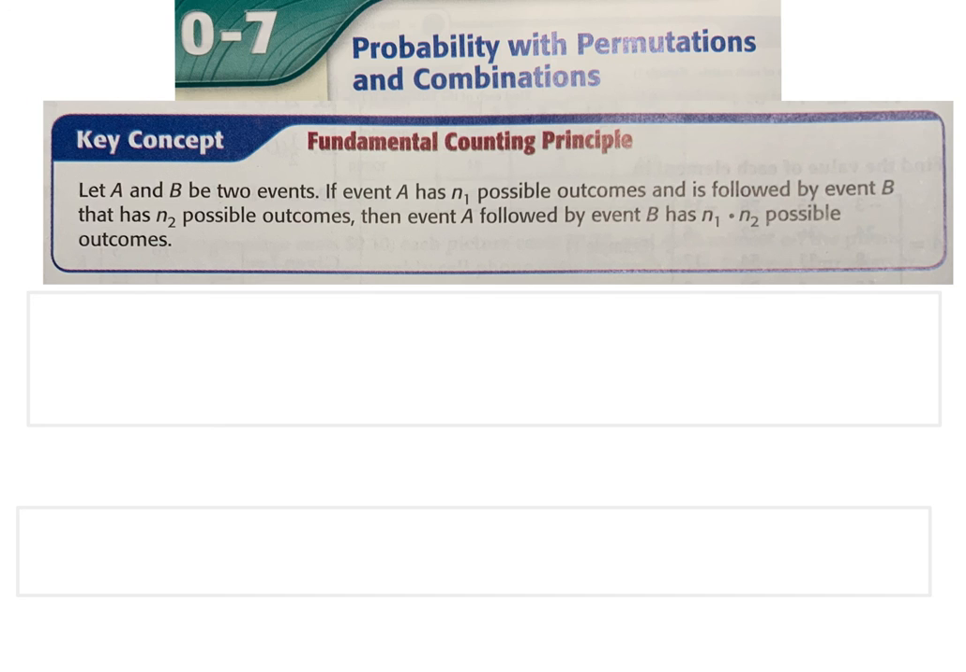So some terms that they have thrown out here is experiment. That is a situation involving probability that you actually do. Sample space, that's the set of all possible outcomes, all right? And so then we talk about what happens with the fundamental counting principle. Let A and B be two events. If event A has n1 possible outcomes and is followed by event B that has n2 possible outcomes, then event A followed by event B has n1 times n2 possible outcomes.